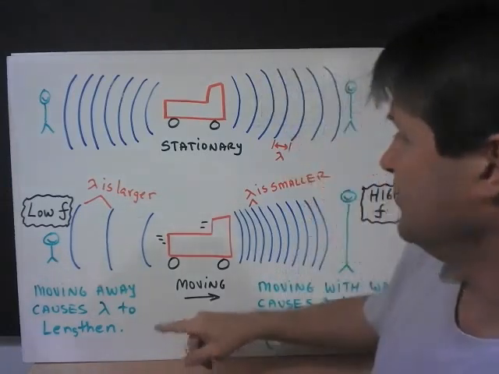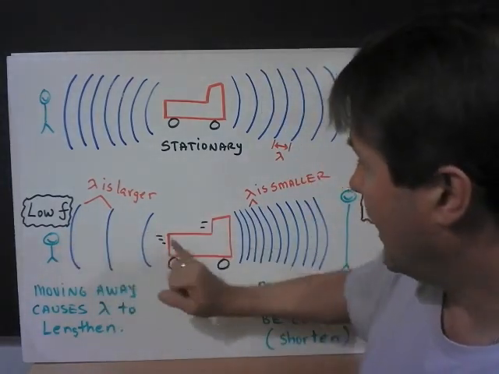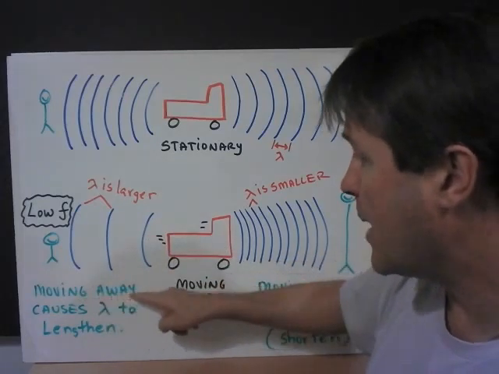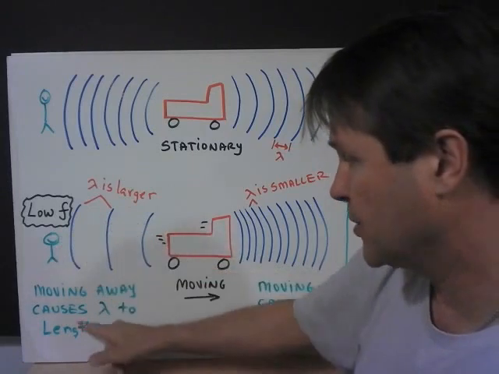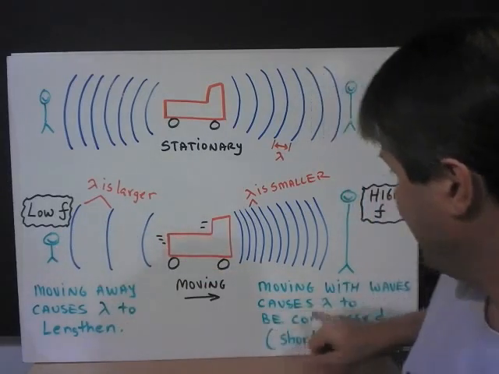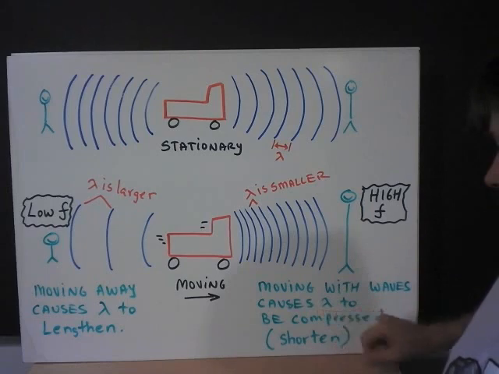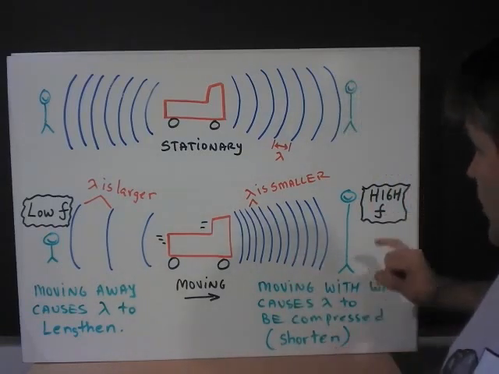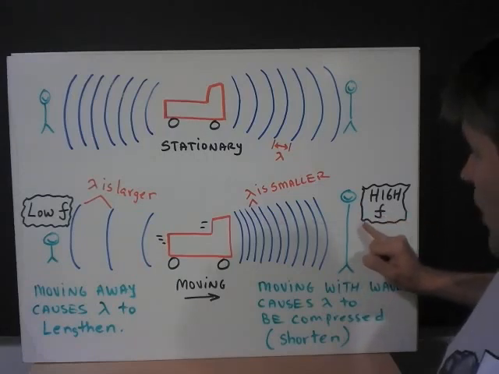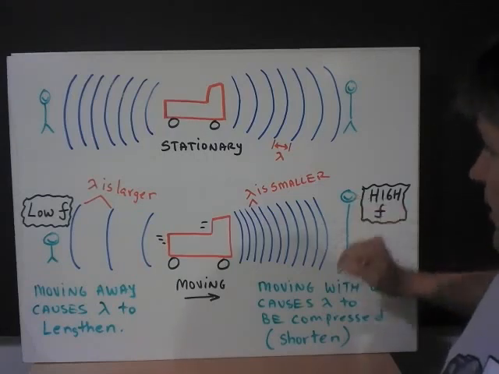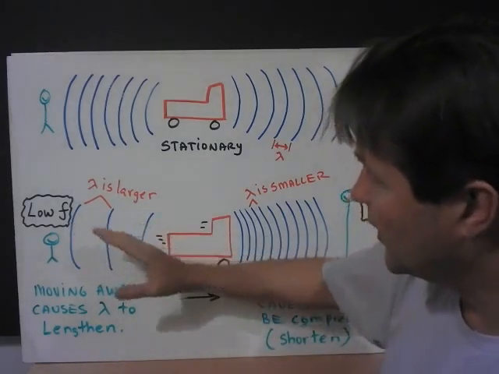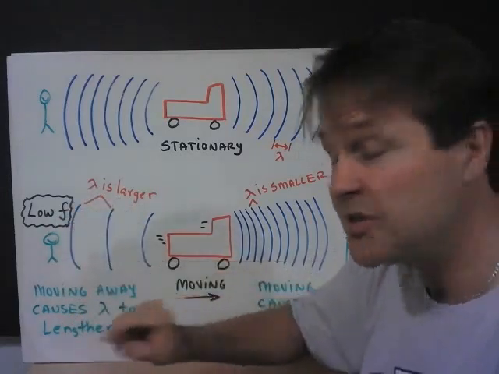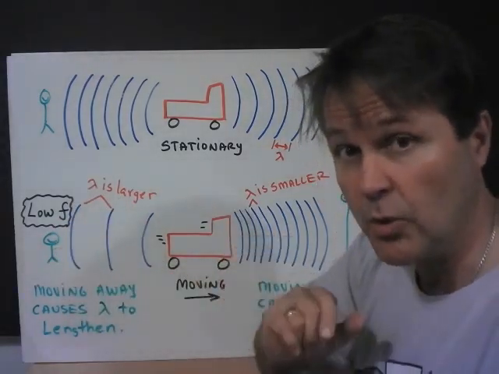So as the truck moves forward, moving away from the sound waves causes the wavelength to lengthen, and moving with the sound wave causes the wavelength to become compressed or shortened. Consequently, moving with the waves causes a high frequency, and moving away from the sound that's being emitted causes the frequency to be perceived by the observer as being lower in frequency.